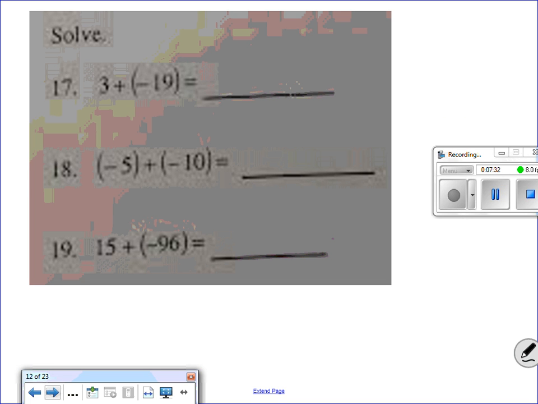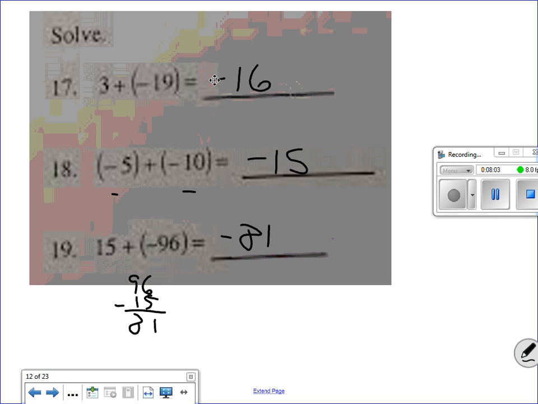Okay? Let's take a look here. We're solving 3 plus a negative 19. So I'm going to have a negative. I'm taking 3 positive away from the negative 19, which leaves me with negative 16. Negative 5 plus a negative 10, I have a negative, I have a negative, gives me a big negative number, which is a negative 15. Looks like we have 15 plus a negative 96. So I'm going to take a 96 and take away a 15 from there. Gives me 81, which is a negative 81 because I'm that far into the hole.